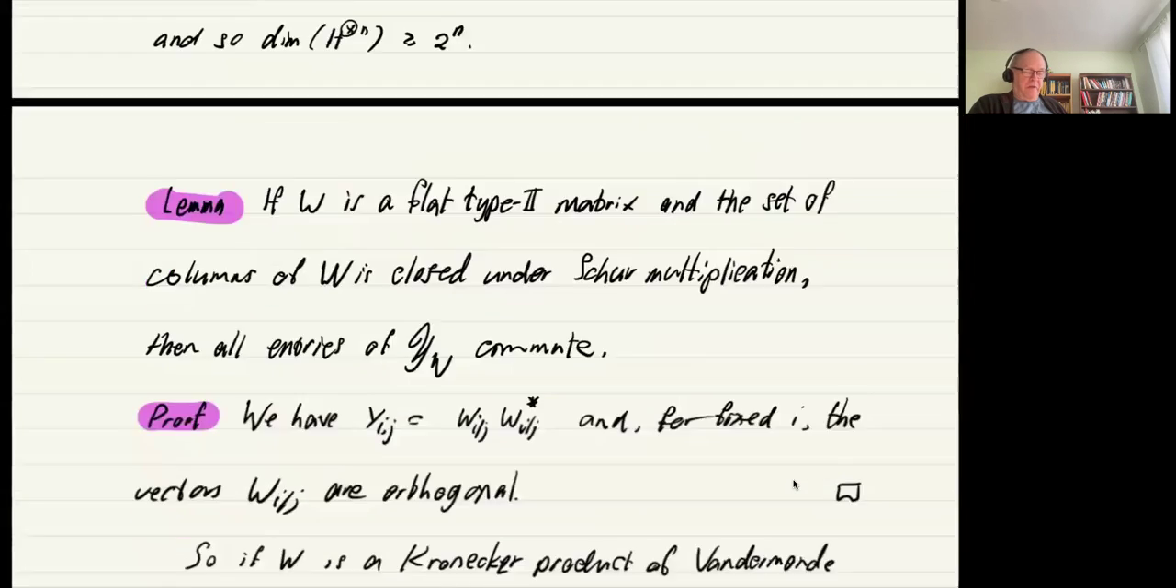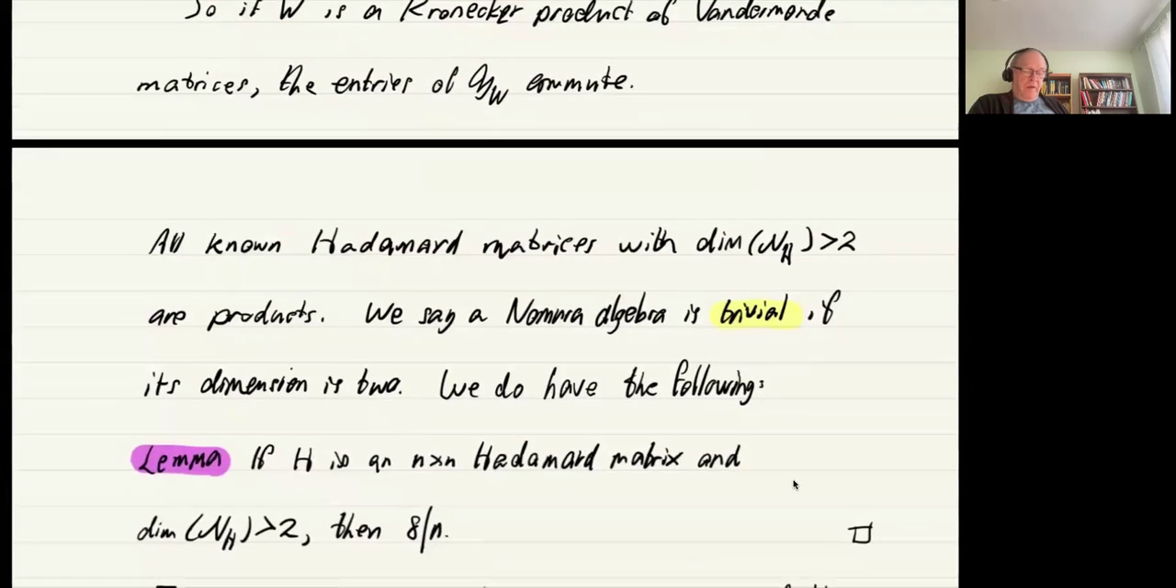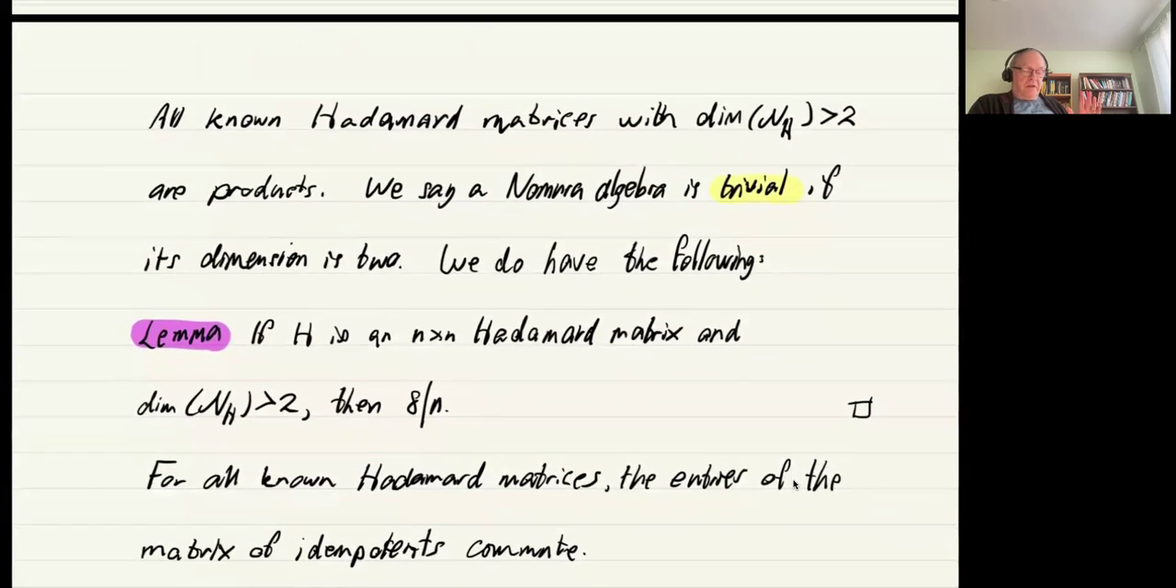I've got the Hadamard matrix here in the middle. So when I say a Nomura algebra is trivial if its dimension is 2, as a result, due to Jaeger and probably others, it says that if H is an n by n Hadamard matrix and the dimension is greater than 2, then n is divisible by 4. I mention this just to show you there are restrictions. So we know if you have a Hadamard matrix of order greater than 2, it's automatically divisible by 4. If you want the Nomura algebra to have dimension greater than 2, then there's a restriction on n.